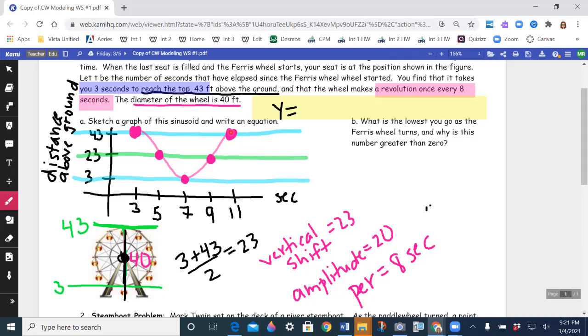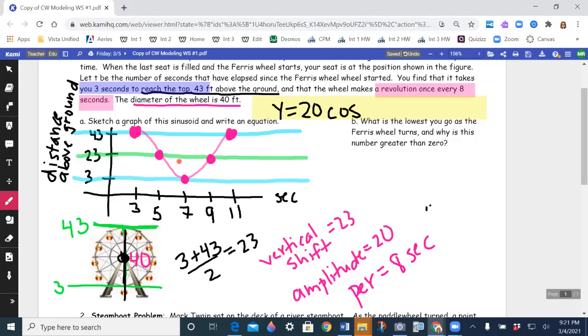Now we need an amplitude. We said that the amplitude is 20 because I'm going 20 above this and 20 below this. So I'm going to have 20, and it's a positive 20 because I'm starting at the highs. Negative would be if I started at the lows. Cosine. Now my B. Remember, your B is how many cycles you have within 2 pi distance.